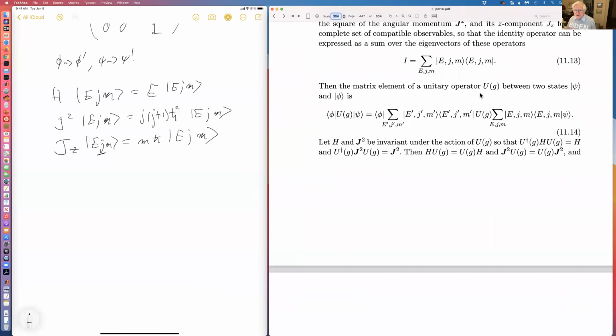The matrix element of a unitary operator between two states: since these form a complete set of states, you can stick in two identity operators, one here and one there. So what's done there is just to write phi U psi, and then the identity operators are the sums of outer products here and there. And so one just does the sum.